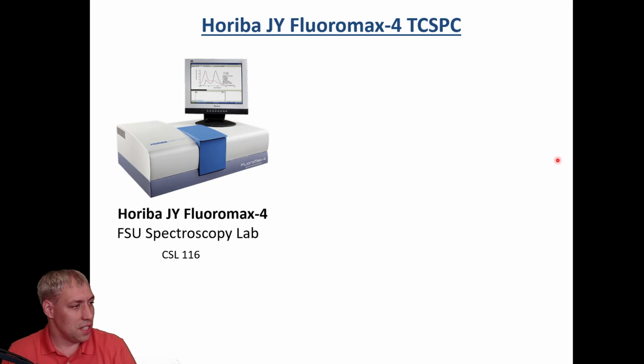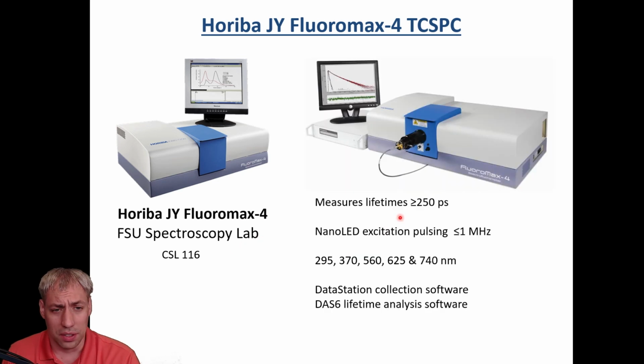All right, so in terms of TCSPC measurements at Florida State University, our FSU spectroscopy lab has the Horiba Fluoromax 4 in CSL 116. You can measure lifetimes. They advertise it as greater than 250 picoseconds. I'd be skeptical of anything under 500 picoseconds. In this case, it uses a nano LED light source. Here's a bunch of different wavelengths. And essentially there you can see your LDD, and then inside it has a PMT plus a monochromator to give you wavelength dependence. And there you can see a TCSPC histogram essentially.